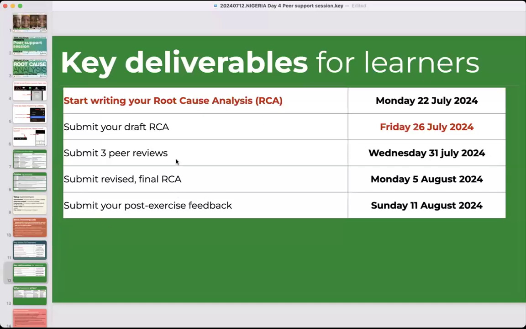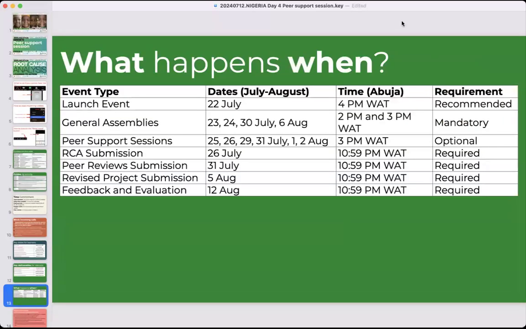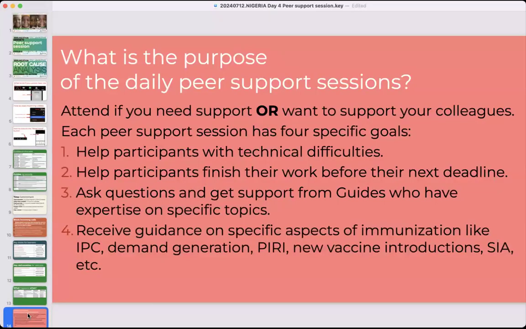Okay, so just to say, you have up till tomorrow to submit your draft root cause analysis, and then you'll have to do 3 peer reviews and then submit a revised final version. This is just the same reminder, so that everything just ticks in and you are well aware of what we are supposed to be doing.